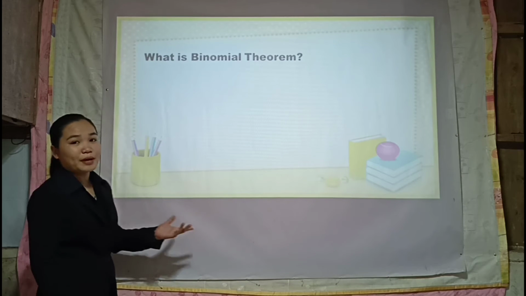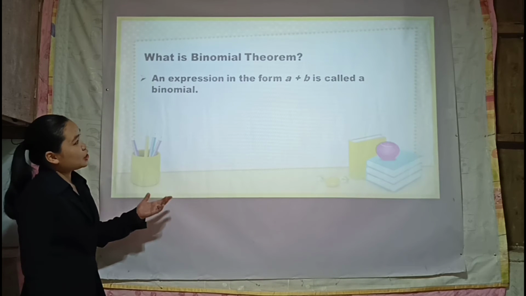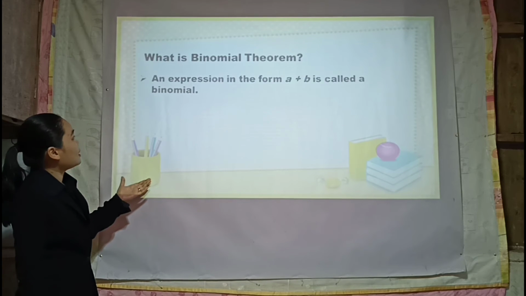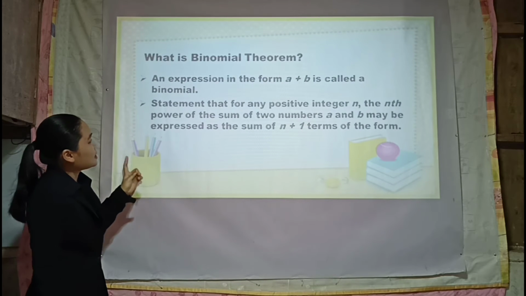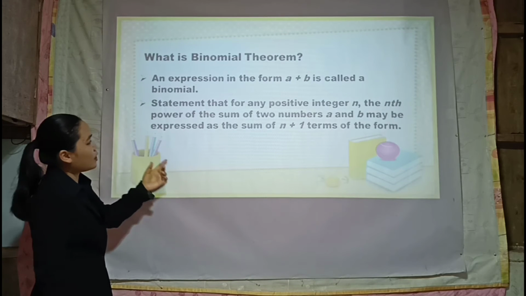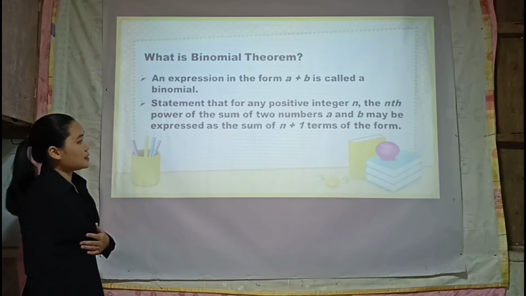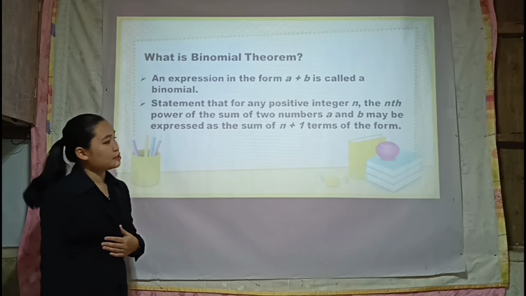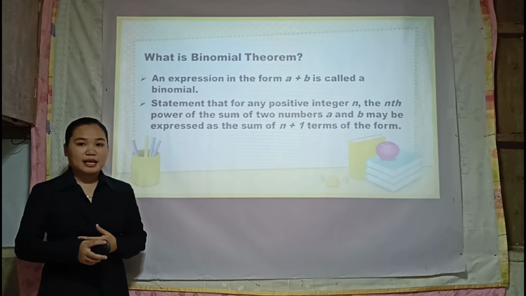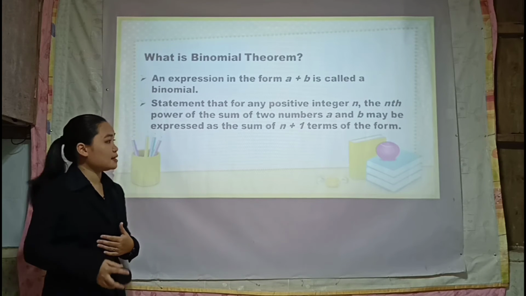So, what is binomial theorem? An expression in the form a plus b is called a binomial. And the statement is that for any positive integer n, the nth power of the sum of two numbers a and b may be expressed as the sum of n plus 1 terms of the form. So I will explain and elaborate this later as the discussion goes on for you to understand the statements.